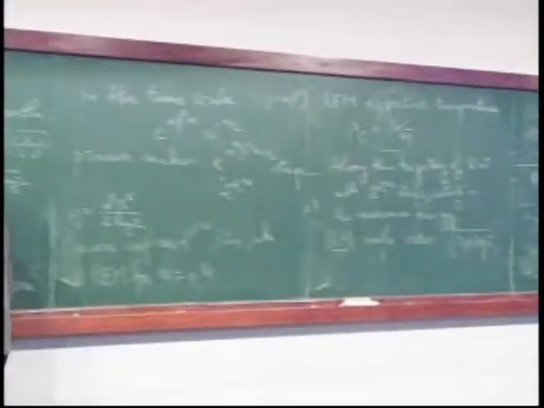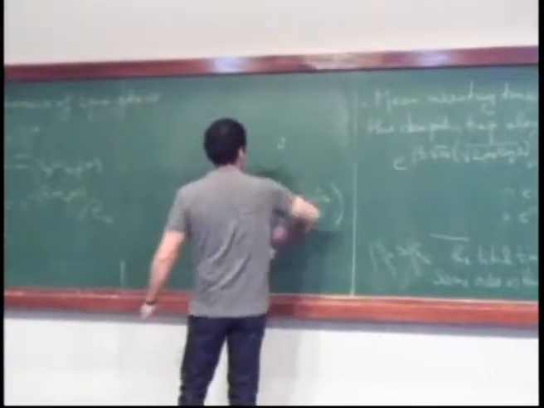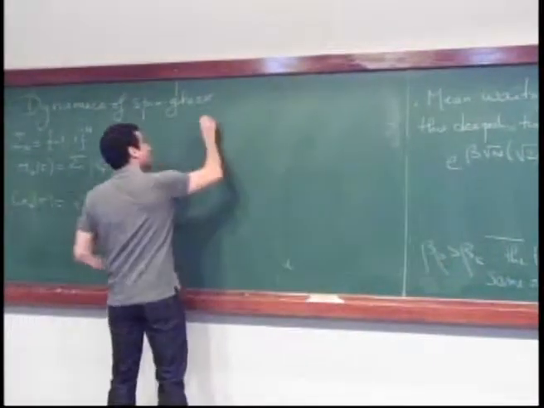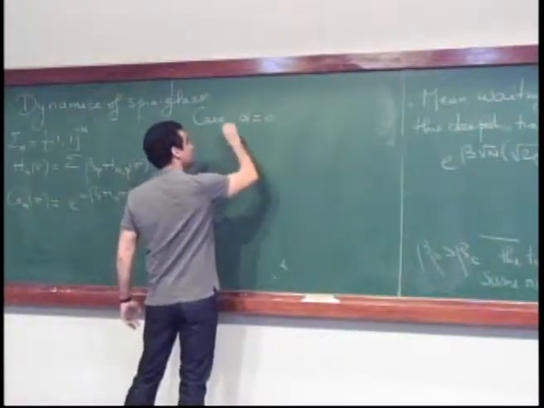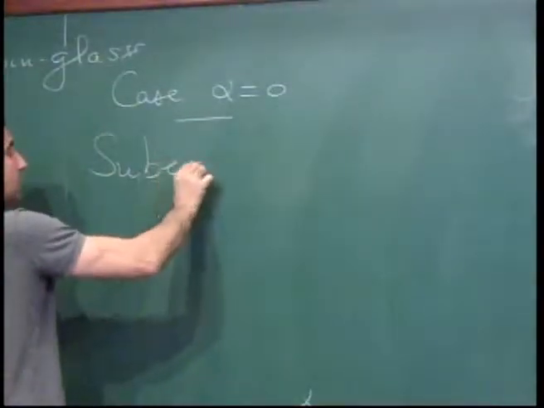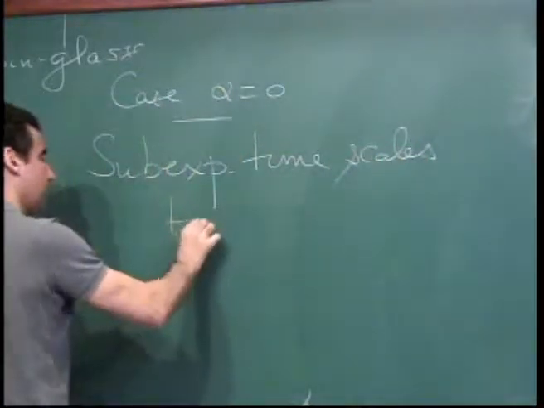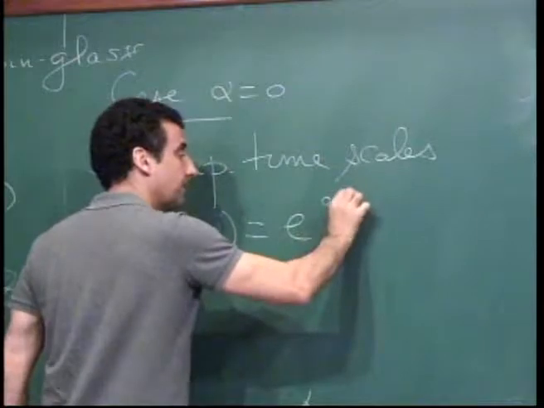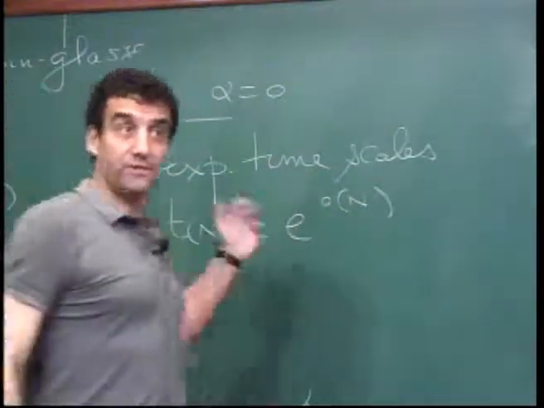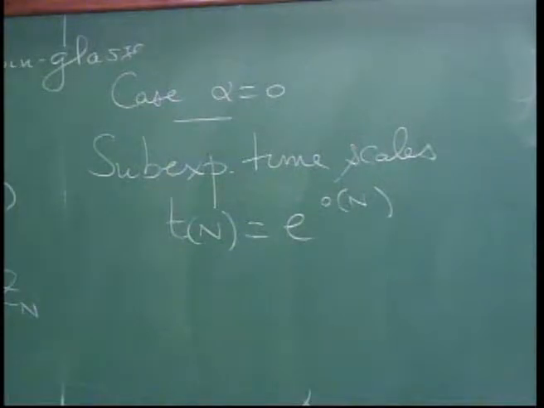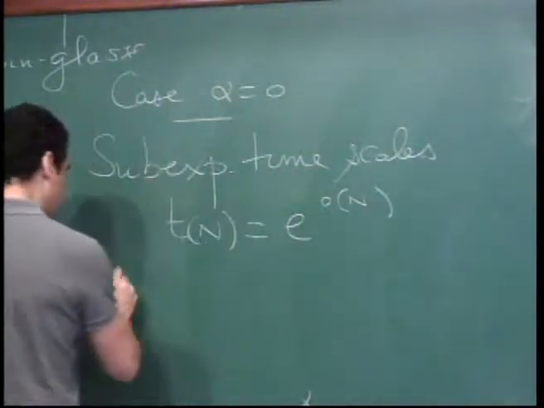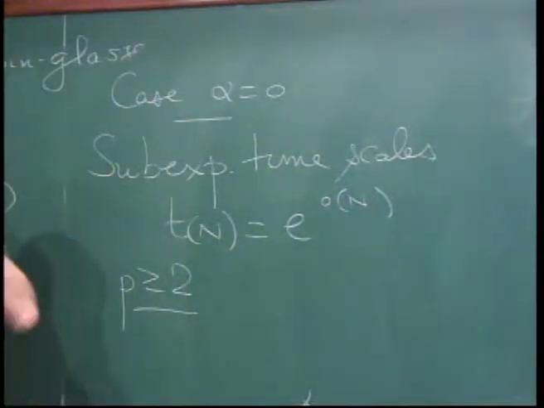So this phenomenon I will describe next time. This is now the next result, the case alpha equals 0 in some sense, which means the following. You take sub-exponential time scales. What happens if you look at a time scale which is exponential little o of n? Which is, of course, most of the time scales. Real life time scales are exponential little o of n, seriously. So what happens then? Then we can prove, for any p larger than 2, and this contains the Sherrington-Kirkpatrick case.